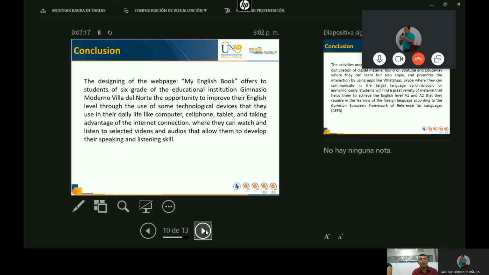Conclusion. The design of the web space, My English Books, offers a 6th grade student of the educational institution Gimnasio Moderno Villa del Norte the opportunity to improve their English level through the use of technological devices that they use in their daily lives, like computers, cell phones, and tablets, taking advantage of the internet connection, where they can watch and listen to selected videos and audio that help them develop their speaking and listening skills.